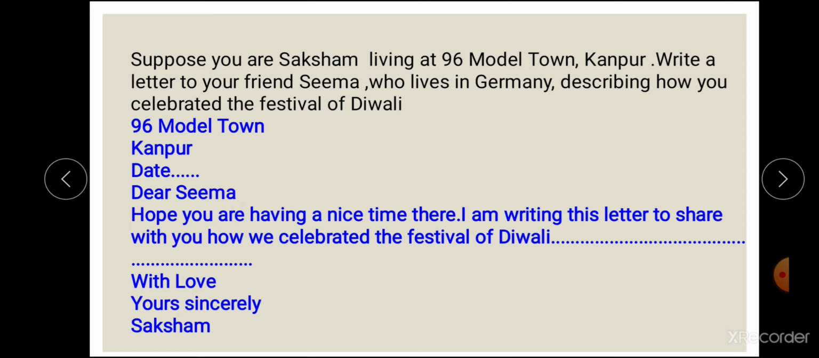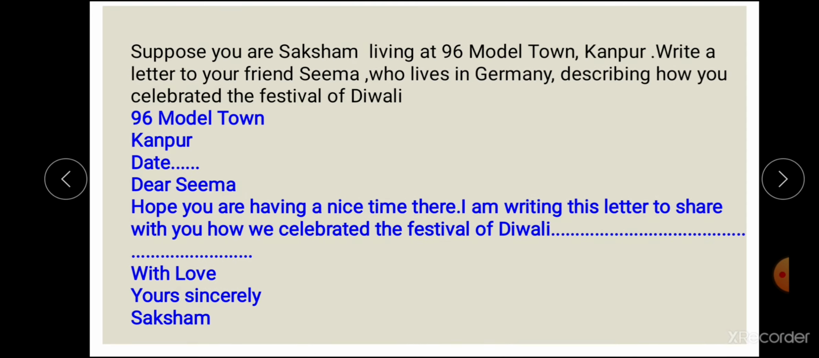Then students, the introduction, which gives the reason for the letter. For example, hope you are having a nice time there. I'm writing this letter to share with you how we celebrated the festival of Diwali. Start with the introduction, then the information should be there, your message, what you want to convey.